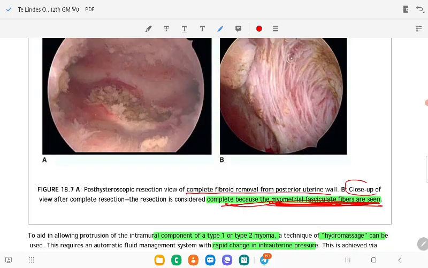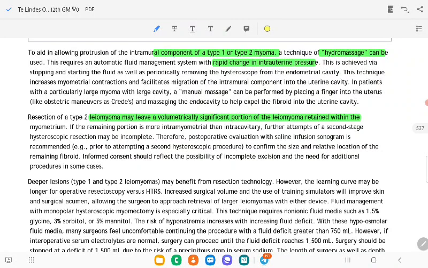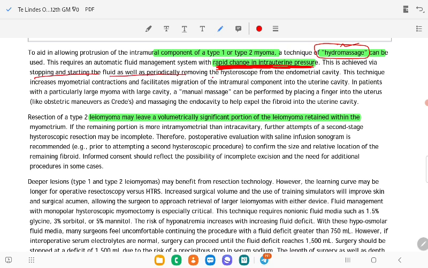To aid the protrusion of the intramural component in type 1 and type 2 myomas, a technique called hydromassage can be used. This requires an automatic fluid management system and rapid changes in intrauterine pressure. How will we do this hydromassage? Changing the intrauterine pressure will lead to hydromassage. This is achieved by starting and stopping the fluid, as well as periodically removing the hysteroscope from the endometrial cavity.